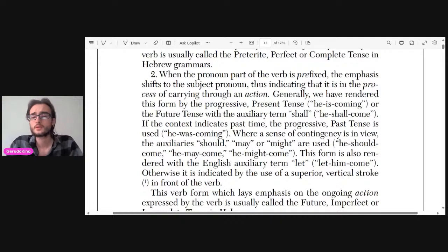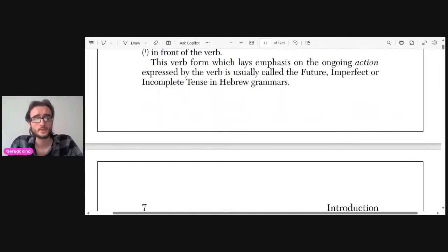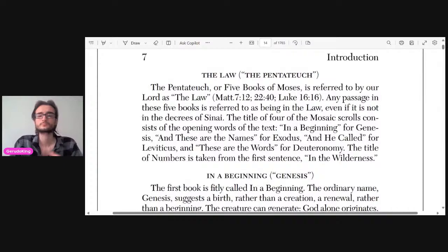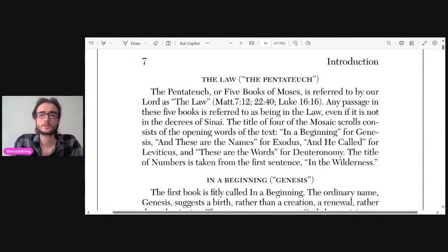Otherwise, it is indicated by the use of a superior vertical stroke in front of the verb. This verb, which usually lays emphasis on the ongoing action expressed by the verb, is usually called the future, imperfect, or incomplete tense in Hebrew grammars. Then finally, we have the law. This is the introduction to what we're reading.